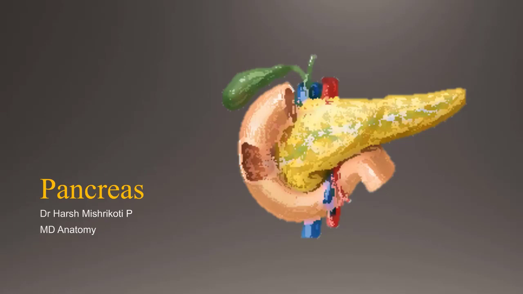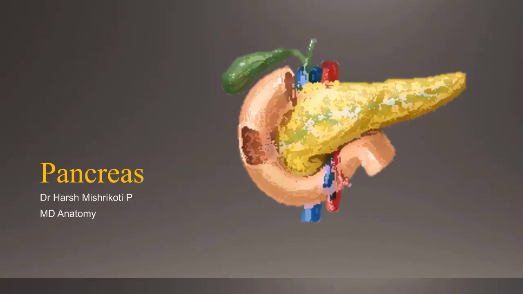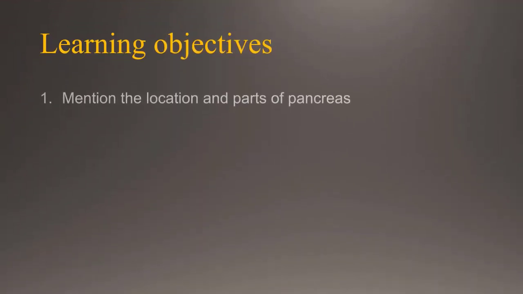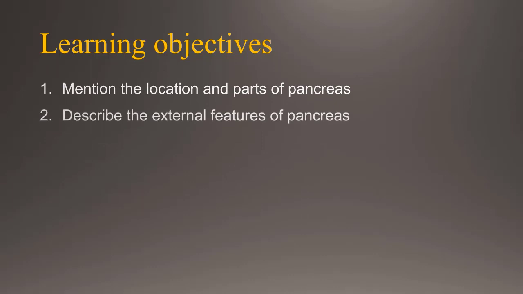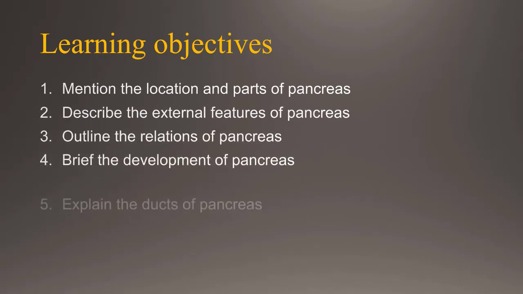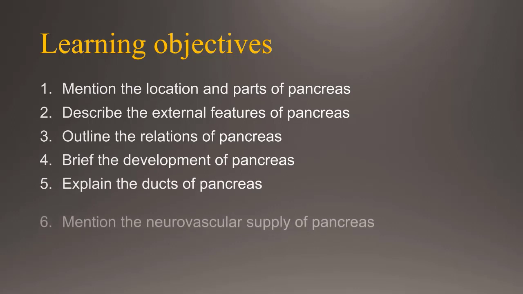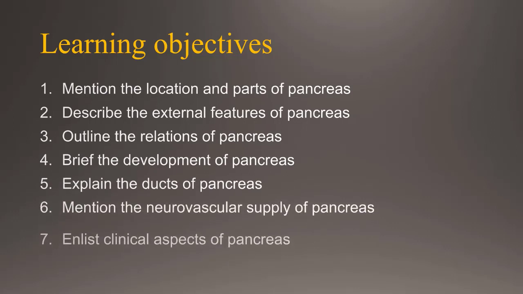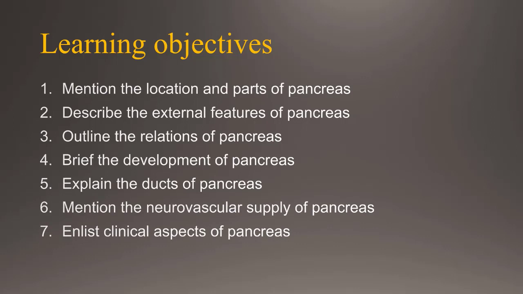Welcome back, friends. In this session, let us look at gross anatomy of pancreas. Objectives for today's session are mentioning the location and parts of pancreas, describing the external features of pancreas, outlining the relations, briefing the development, explaining the duct system of pancreas, mentioning the neurovascular supply, and enlisting related applied anatomical aspects.